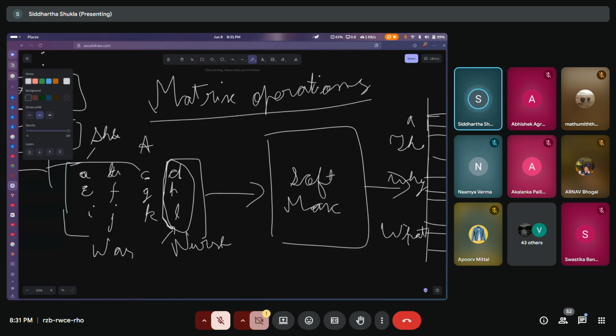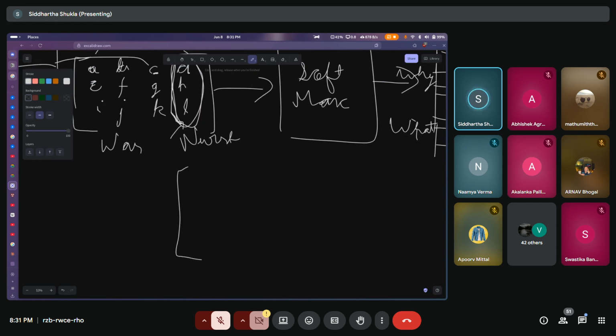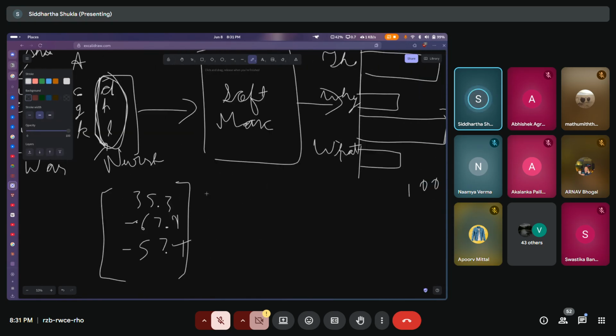So after all of these matrix operations, this last column basically gives you values like, let's say, 35.3, minus 67.9, or minus 57.4. Let's say it gives you these values for the vector embedding.